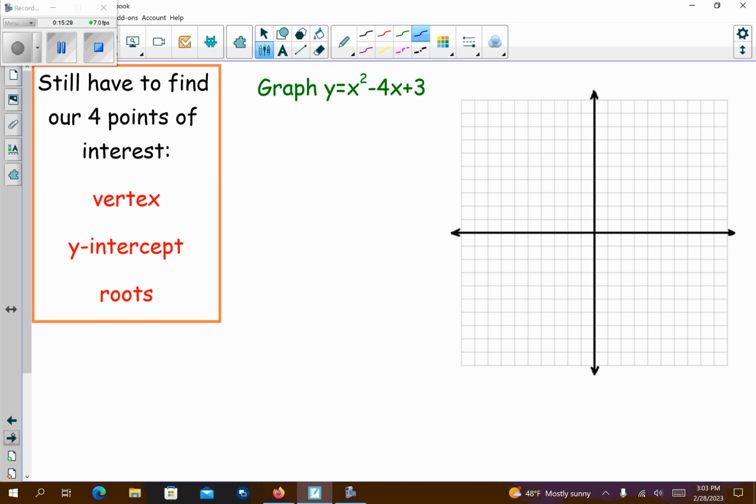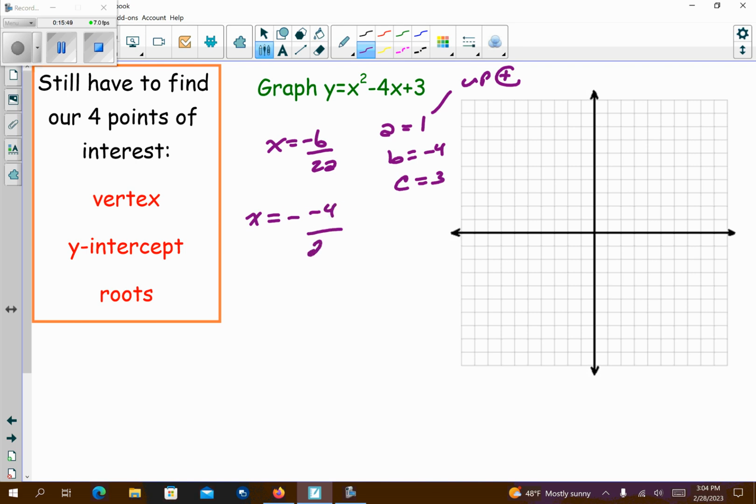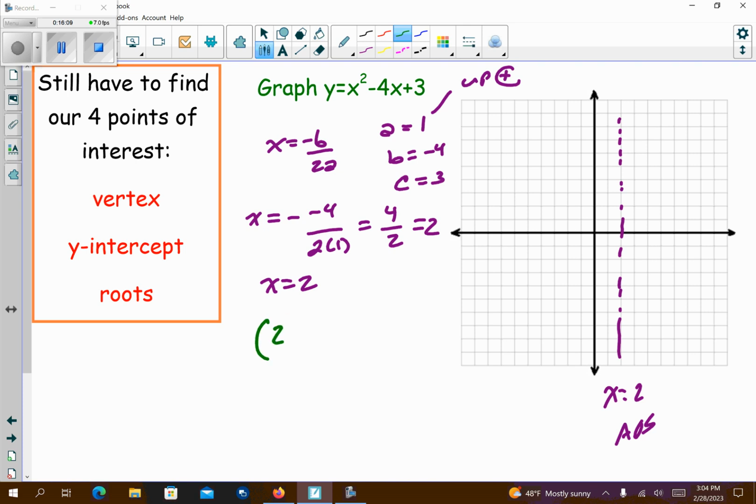Okay, so let's find the vertex only. So x equals negative b over 2a, where my a value is 1, my b value is negative 4, my c value is 3. This parabola opens up because that's positive. So x equals negative negative 4 over 2 times 1, which is 4 over 2, which is equal to 2. So x equals 2. That's my axis of symmetry. So bring that straight up and down. Remember, the axis of symmetry is the x component of the vertex, so I get 2 comma something.